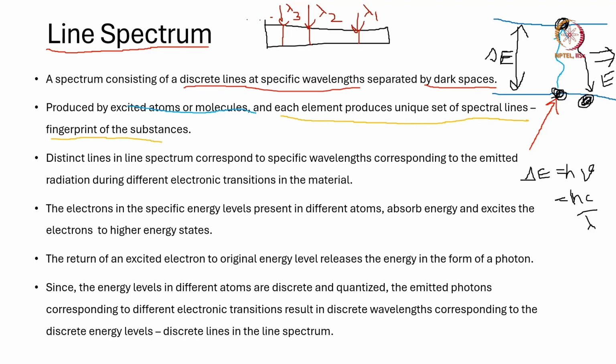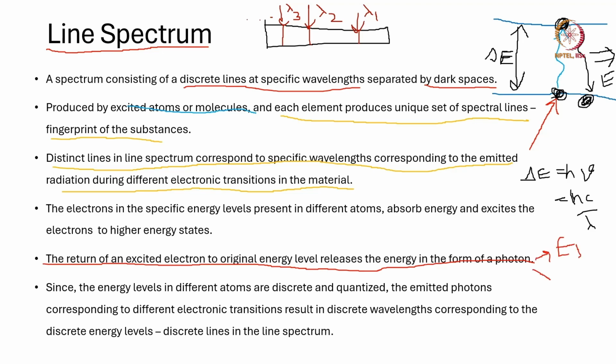The distinct lines in the spectrum correspond to specific wavelengths of radiation emitted during different electronic transitions in the material. In complex molecules, multiple electronic transitions may occur between different energy levels, which result in emission of multiple photons at different energies and different wavelengths. Thus, when the electrons in different energy levels return to their original energy state, they release energy in the form of photons at different energy levels, such as E1, E2, and so on, corresponding to different wavelengths, lambda 1, lambda 2, and so on.